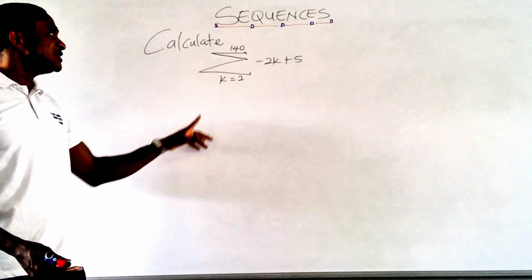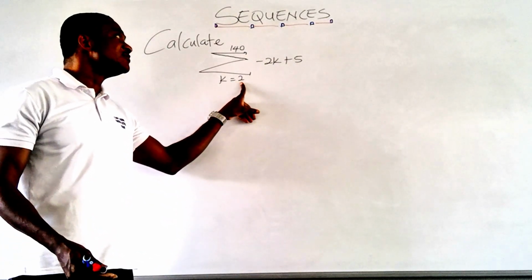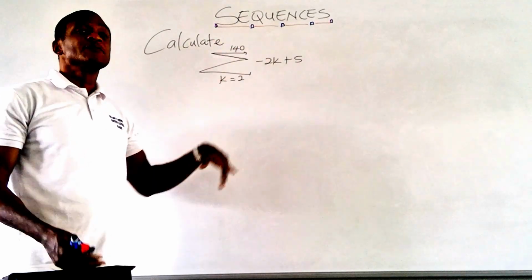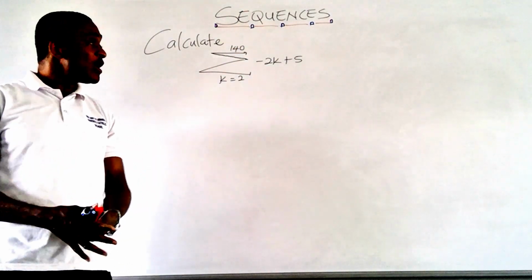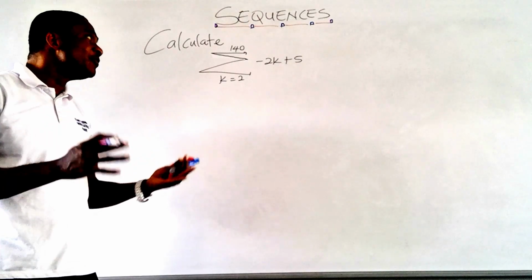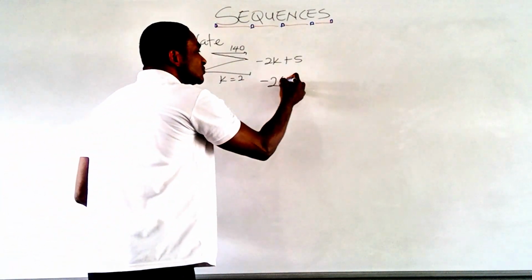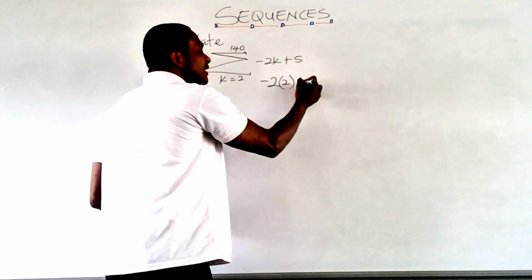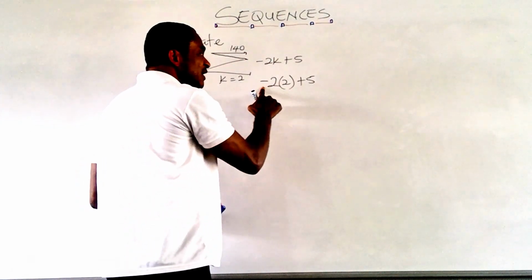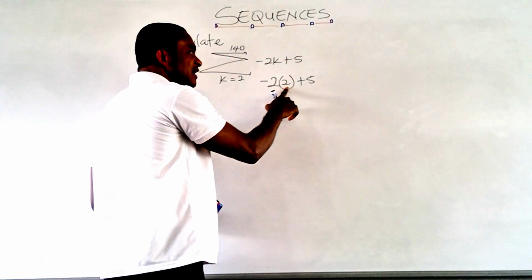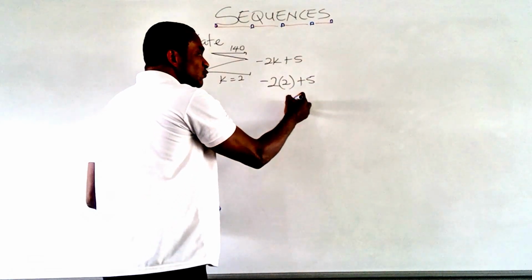Here, to interpret this, they say that k starts from 2 to 140. Add up all the terms. Normally, what we should do is add up all the terms. That means we start with negative 2, replace k with 2. That should be our first term. Negative 2 times 2 is negative 4, plus 5 is 1.